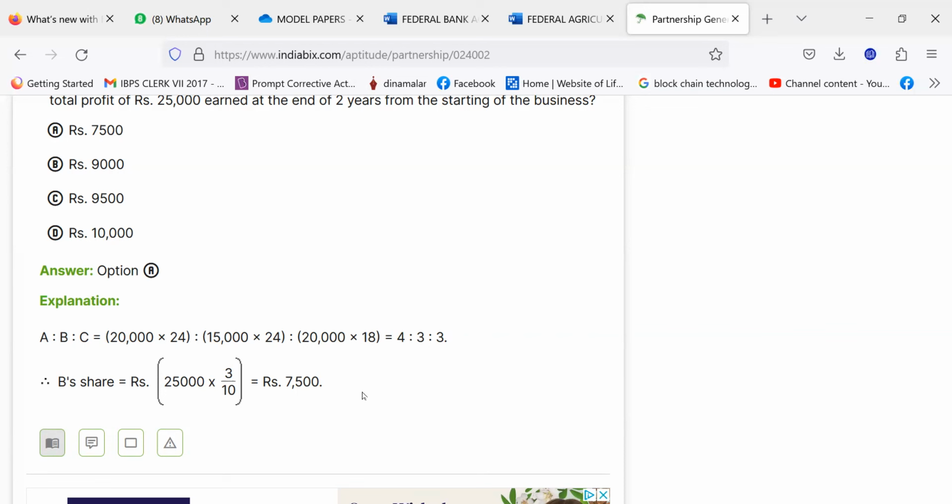Gopika, could you follow this now? Yes, I got it. Now tell me why we are multiplying 20,000 by 18 in one place and in another place by 24. Why? So it is said that the partnership is for 2 years and we are considering it in months. A and B were full-time partners and C joined after 6 months. So we have to subtract 24 minus 6, so we'll get 18. Very good. I'm appreciating you. You can't see me, but I'm appreciating you. Good.